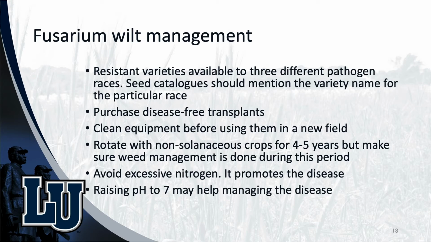Rotation is very common for most fungal diseases, and as I mentioned, this pathogen can survive longer than other soil-borne pathogens. It can even go 4 or 5 years or even longer. So the longer the rotation, the better for healthy tomato production. In this case, a 4 to 5 year rotation is recommended. Also avoid excessive nitrogen because it actually promotes Fusarium wilt disease.